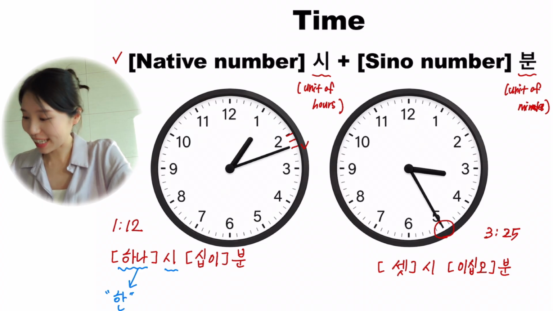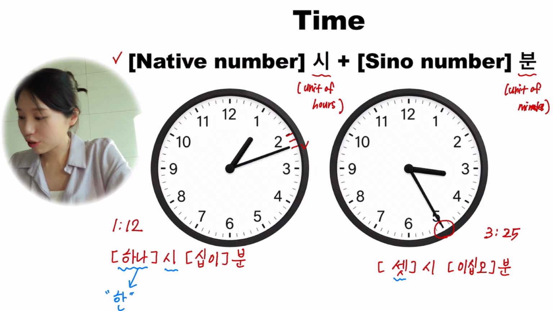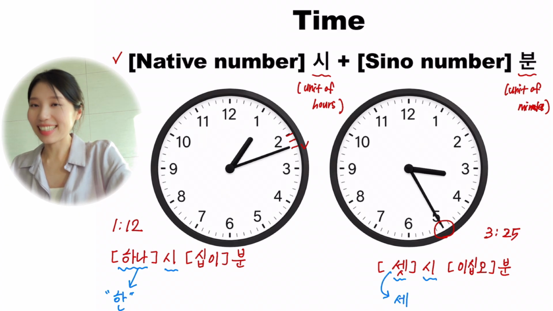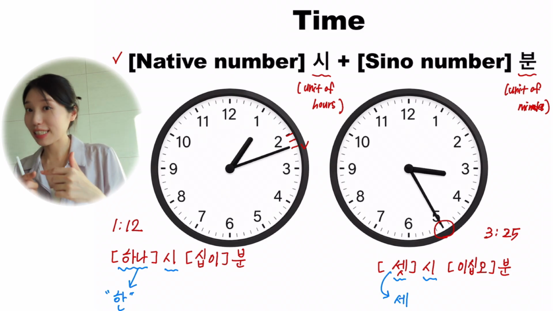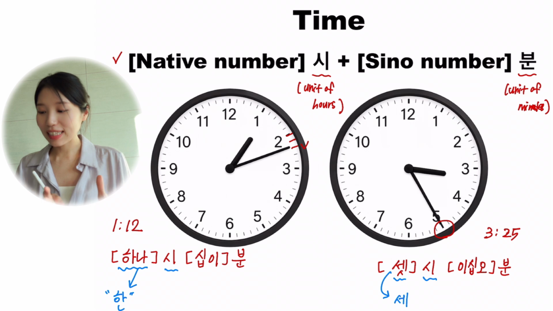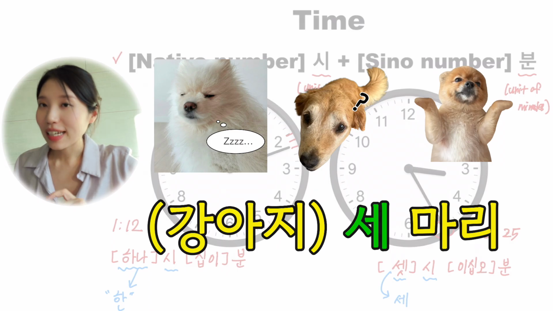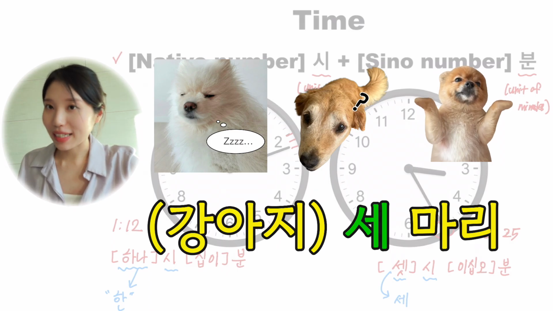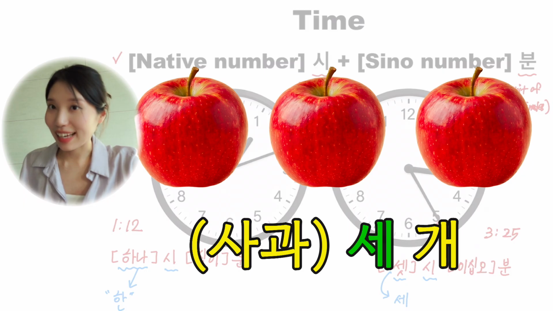Yes, unfortunately yes. Because of this 시옷 받침 and the unit 시, 셋 changes to 셋이. When native Korean numbers combine with some unit, the pronunciation changes. Like 한시, and 셋시 also changes to 셋이. Like that, 3 dogs, 강아지 세 마리, 3 apples, 사과 세 개.